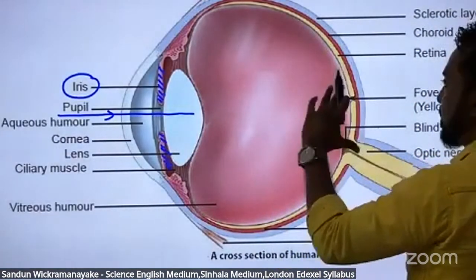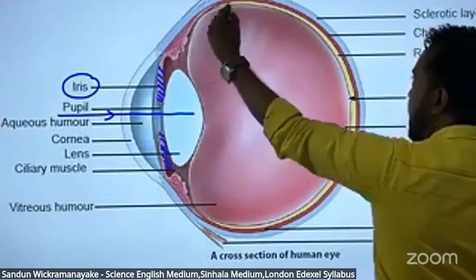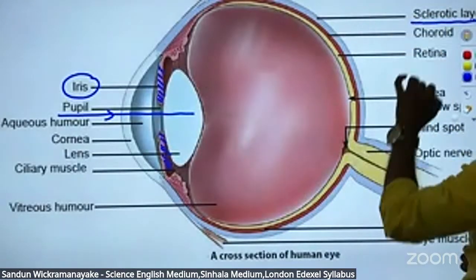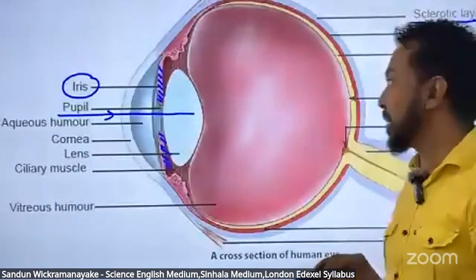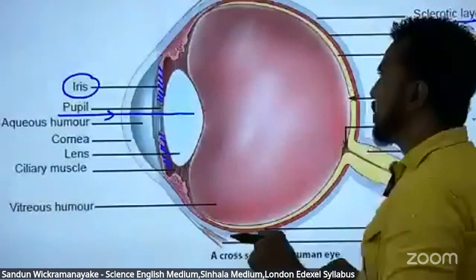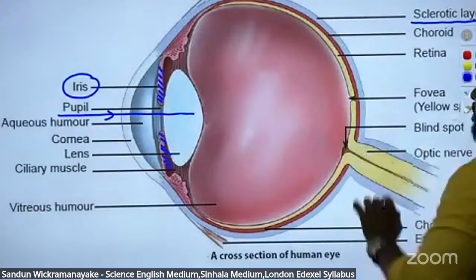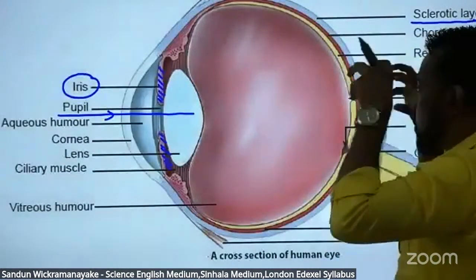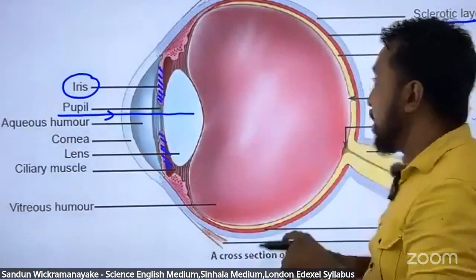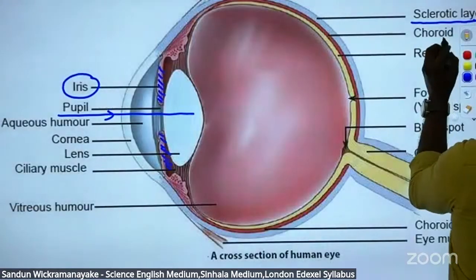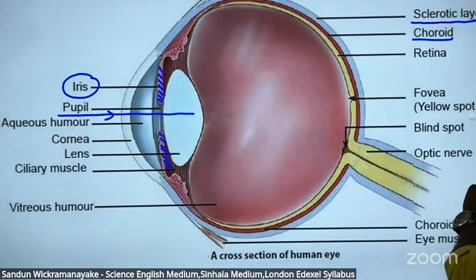Listen, look at this structure. The outer layer of the human eye is called the sclerotic layer. Right? Okay. Inside of the sclerotic layer, we need to supply blood to this human eye by using the choroid. Right? Using the choroid.